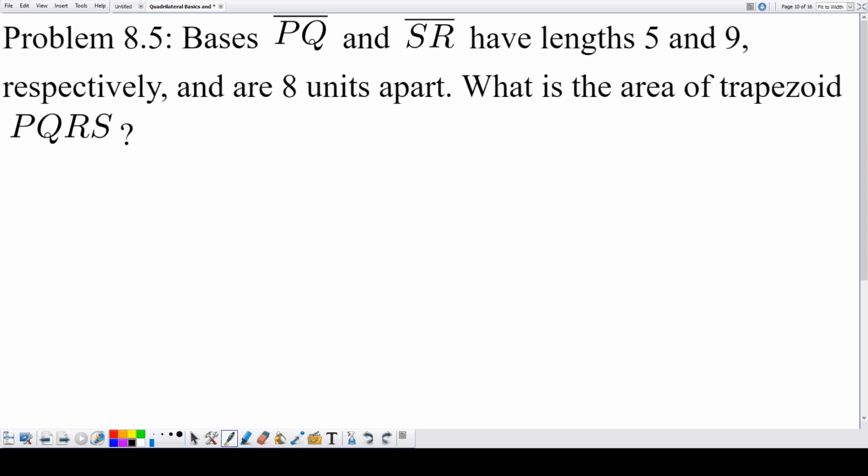Okay, problem 8.5. Bases PQ and SR have lengths of 5 and 9 respectively, and they are 8 units apart. What is the area of PQRS?